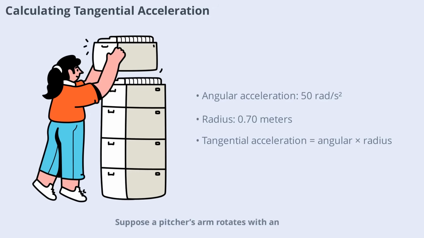Suppose a pitcher's arm rotates with an angular acceleration of 50 radians per second squared, and the distance from the shoulder to the hand is 0.7 meters. To find the linear tangential acceleration of the hand, we multiply the angular acceleration by the radius. This calculation helps us understand how changes in joint movement translate into the speed of the hand, which is critical for performance in sports like baseball.